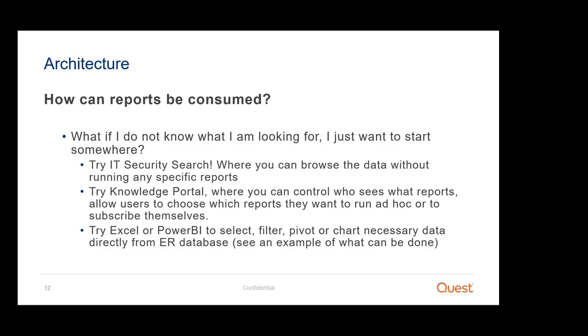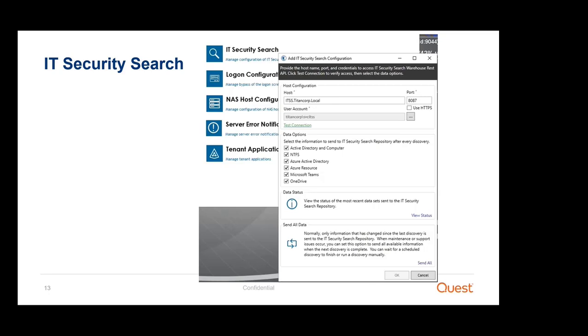There's also the Knowledge Portal. The Knowledge Portal is technology that uses SSRS, that's SQL Server Reporting Services, that allows you to export reports to it, that allows users to go into the portal and run the reports ad hoc anytime they want to, but those reports are limited to the constraints that you supply. And then as I mentioned, with the CSV export, you have the Excel or the Power BI to select, filter, pivot, or chart any necessary data directly from the ER database. And we've already shown you the examples of that.